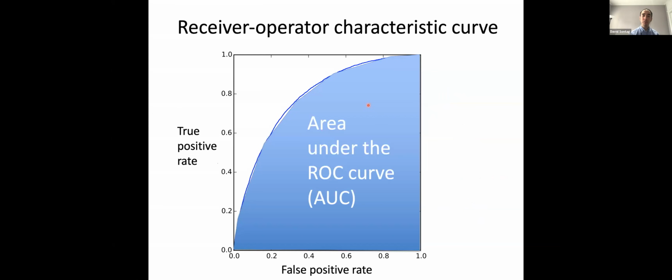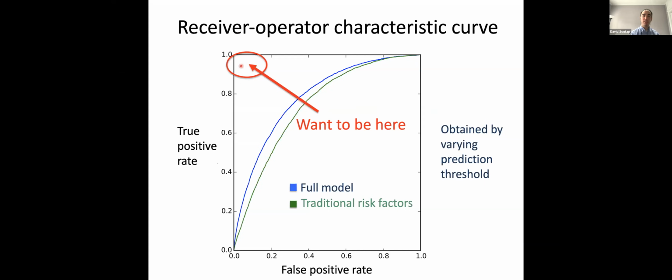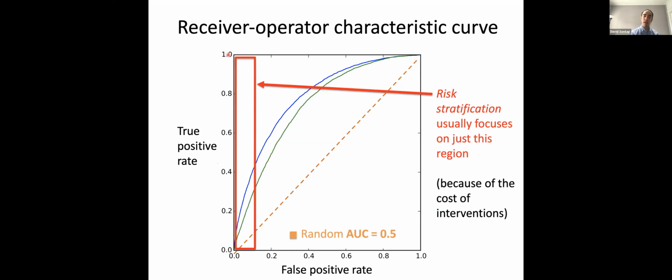And where you want to be is up here in the top left corner. So you would like to have 0 false positives and all true positives. And that would have an area under the ROC curve of 1. And now you can see that a random model has an area under the ROC curve of 0.5. A perfect model has an area under the ROC curve of 1.